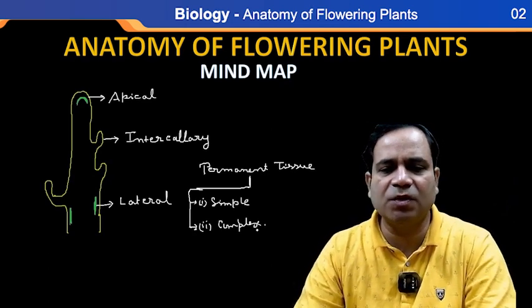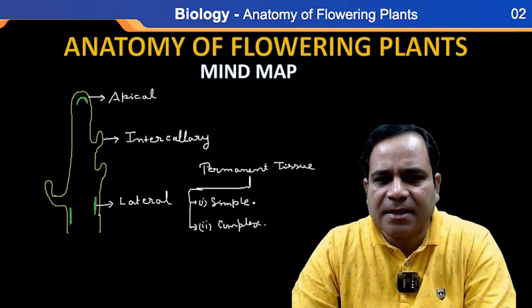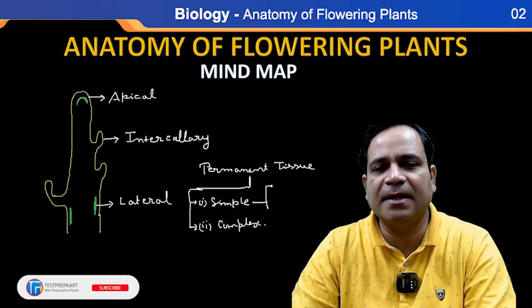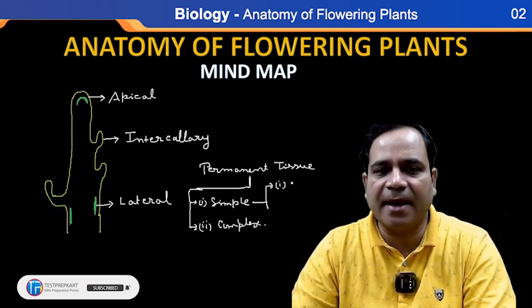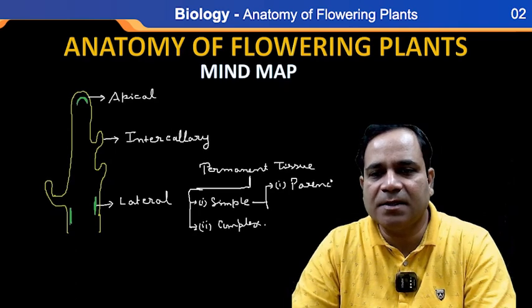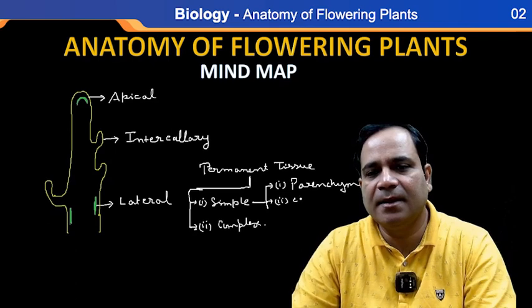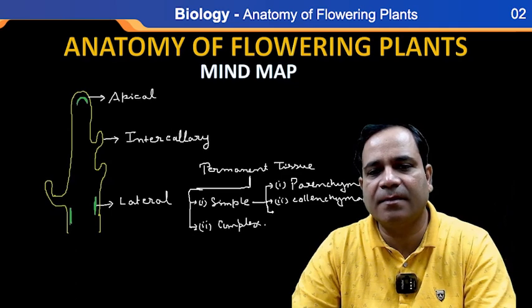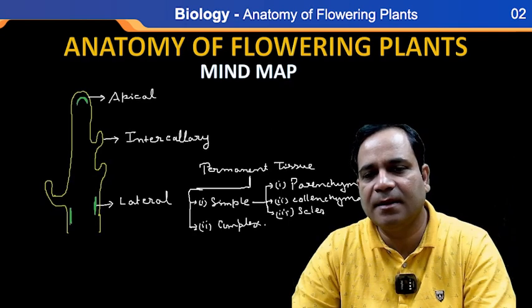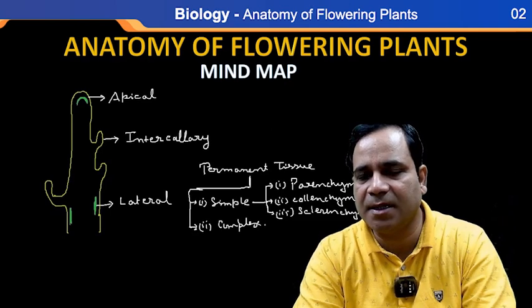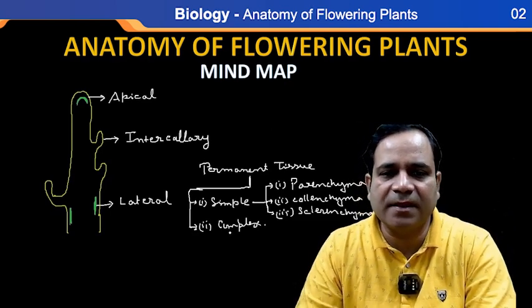Now it's time to know the classification of simple tissue, my dear. Simple tissue is further divided into how many parts? Yes, very good. The first is parenchyma. The second is collenchyma. And the third is sclerenchyma. Correct? So this is the classification of simple permanent tissue. Now it's time to know about complex.